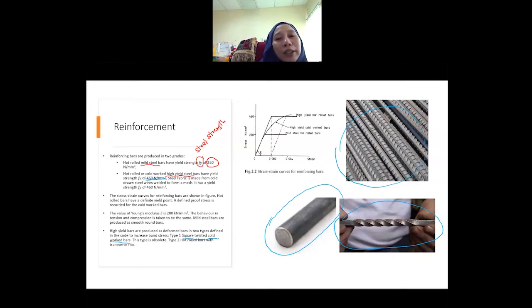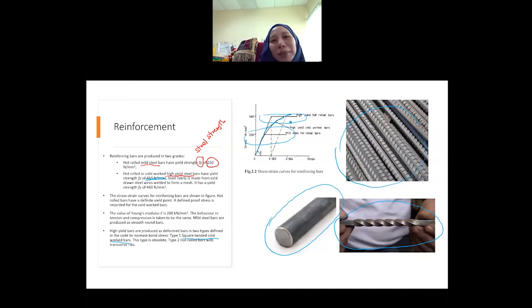Okay, according to type of bar. For mild steel, you can see it is 250. Okay, and high yield hot roll bar also 460. Okay, for high yield cold work bar, kalau you nampak, dia lebih tinggi.